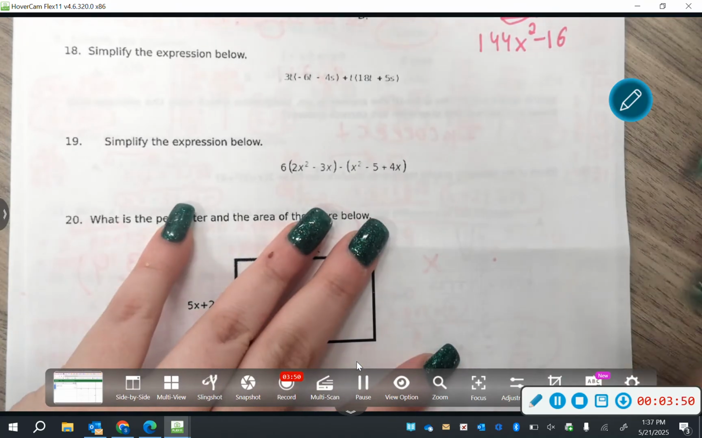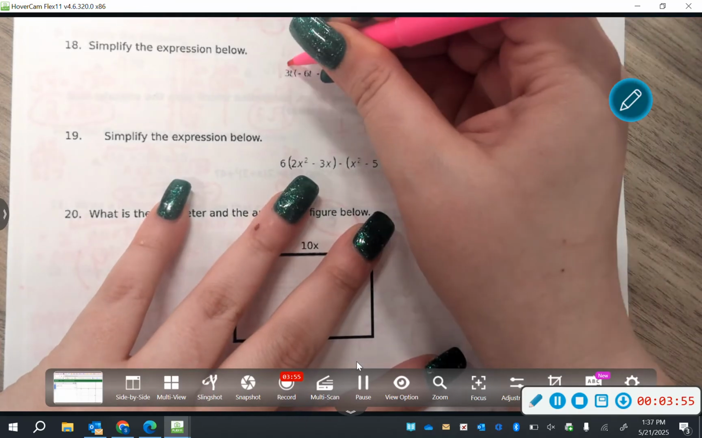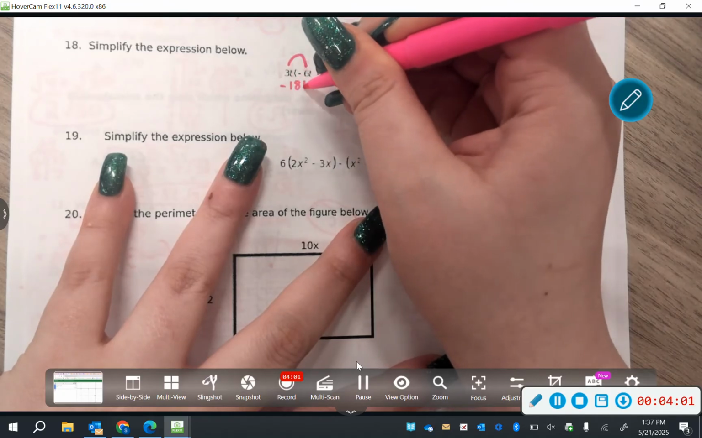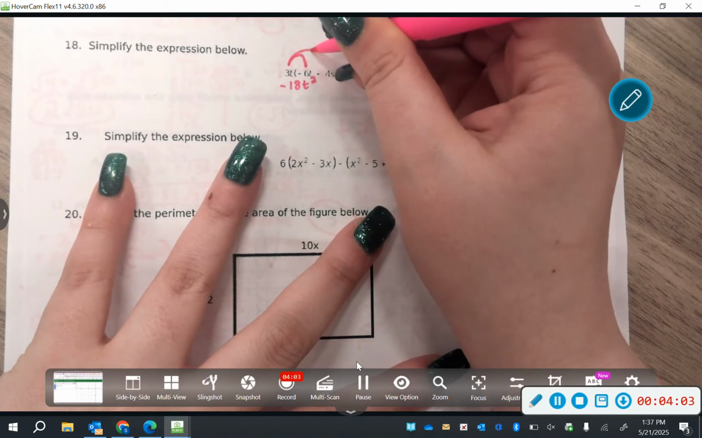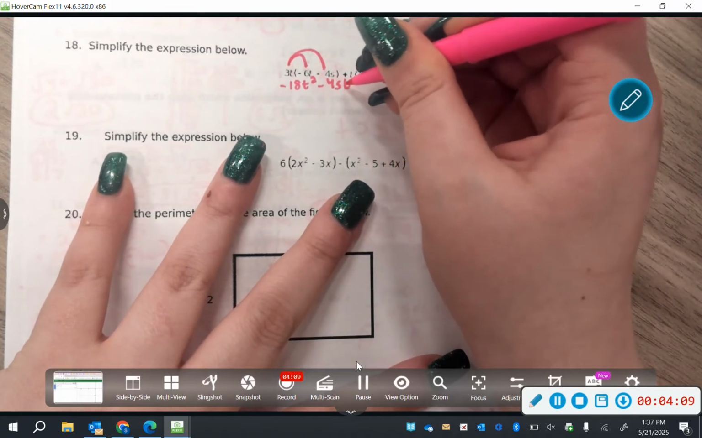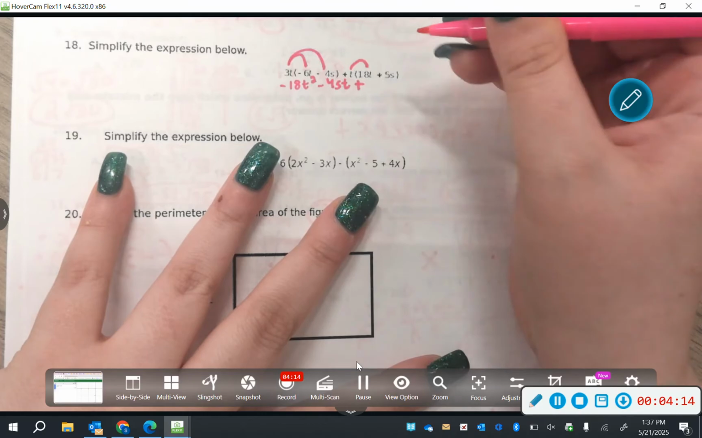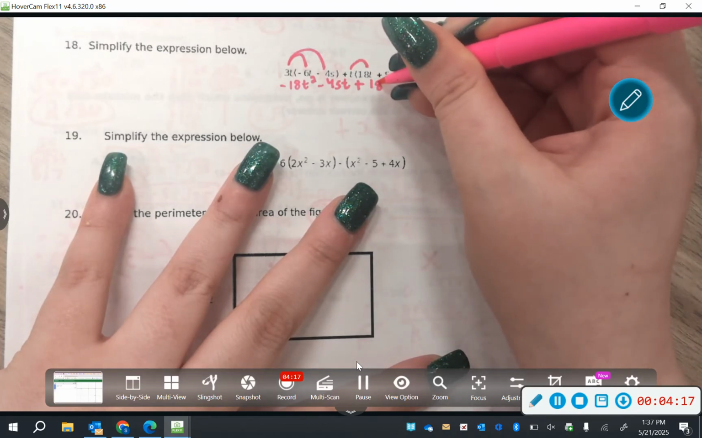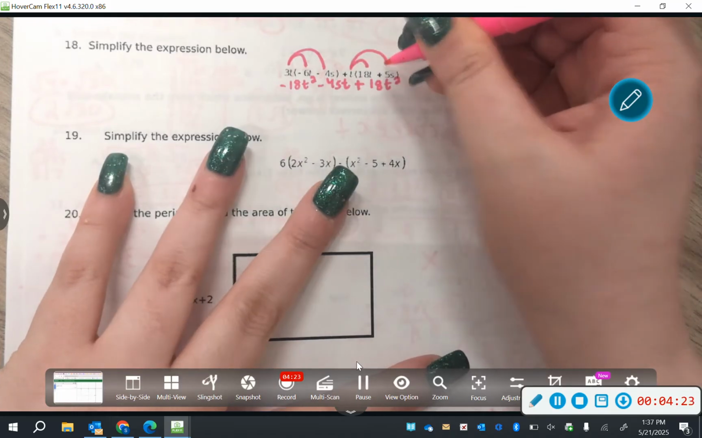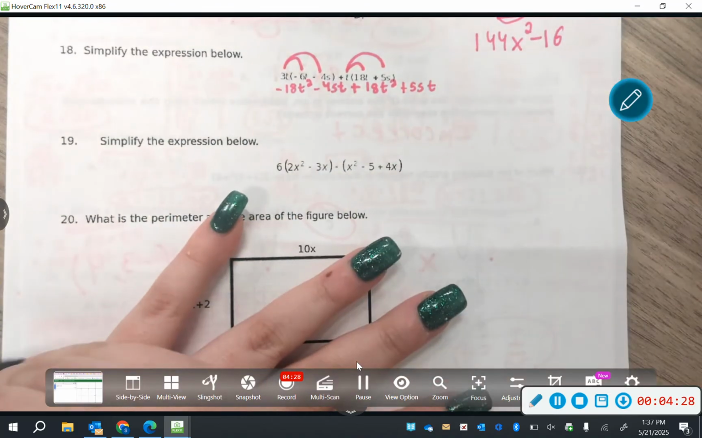For number 18, we're trying to simplify and combine like terms. So first thing we need to do is multiply to get rid of those parentheses. 3t times negative 6t is going to be negative 18t squared. 3t times negative 4s would be negative 4st. Plus, now we're going to distribute over here. T times 18t is going to be 18t squared. T times 5s is going to be 5st.